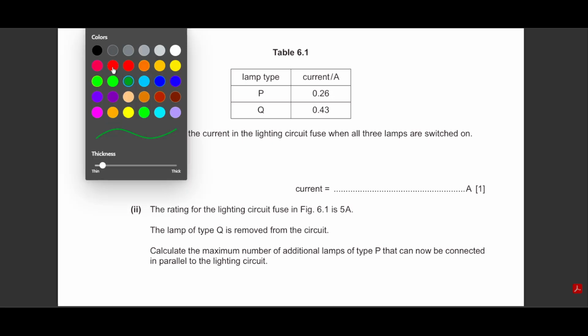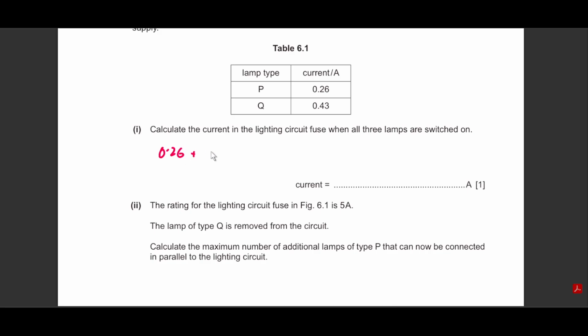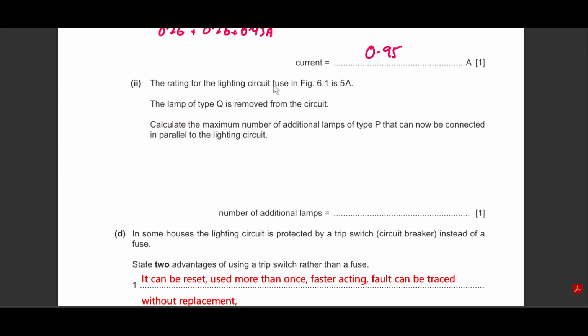He says find the total current. We're just going to add them together, which is going to be 0.26 plus 0.26 plus 0.43 amperes. This comes out as 0.95 through that branch. The rating of the lighting fuse is 5 amperes. The lamp Q is removed from the circuit. It's no longer there. Calculate the maximum number of additional lamps of type P that can now be connected in parallel in the lighting circuit.